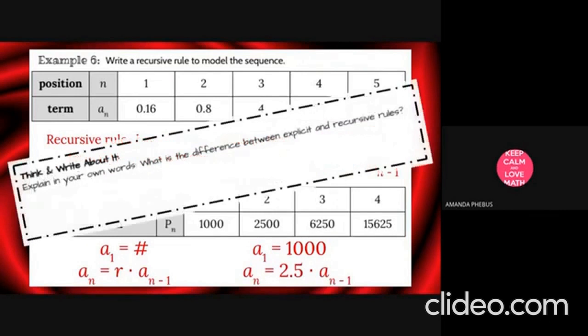All right, so explain in your own words, what is the difference between explicit and recursive rules? What do you think?